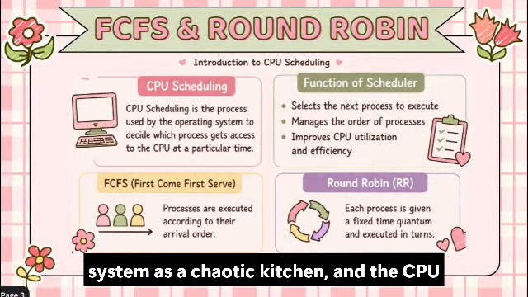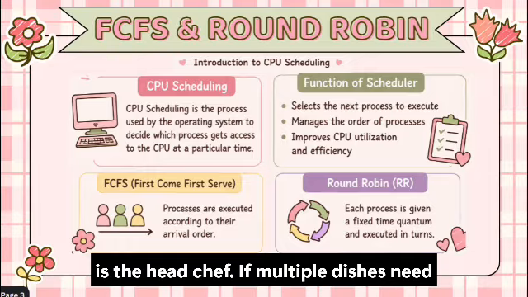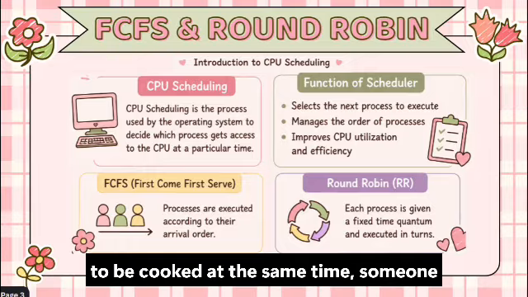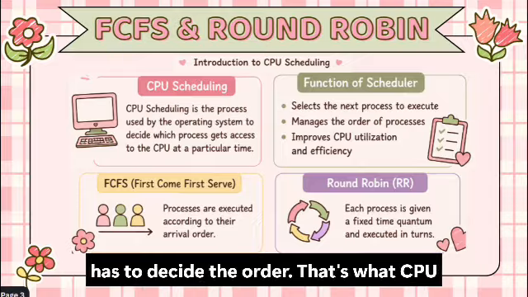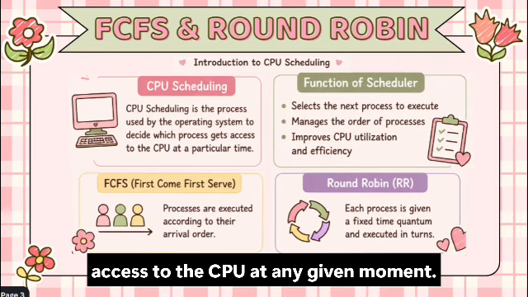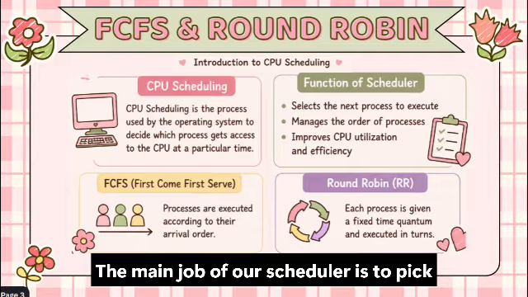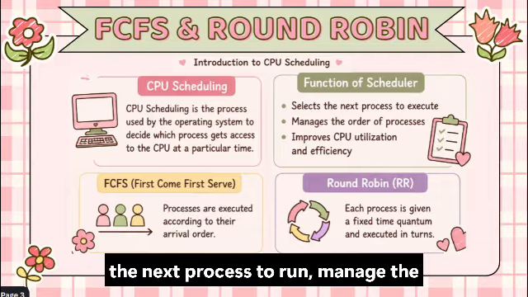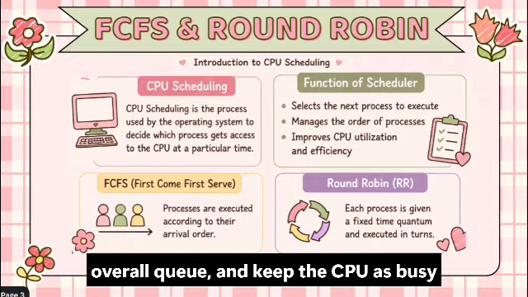Think of your operating system as a chaotic kitchen, and the CPU is the head chef. If multiple dishes need to be cooked at the same time, someone has to decide the order. That's what CPU scheduling does. It's the process the OS uses to decide which specific task gets access to the CPU at any given moment. The main job of our scheduler is to pick the next process to run, manage the overall queue, and keep the CPU as busy and efficient as possible.